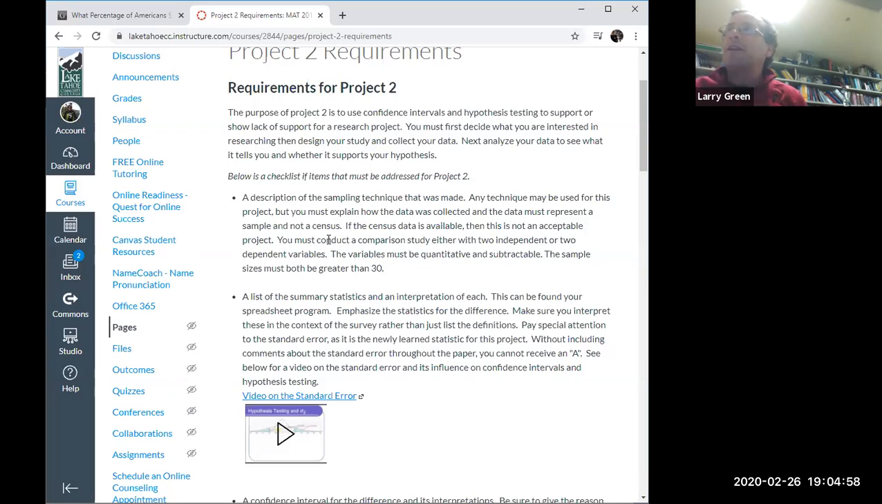You should talk about all of this stuff in terms of maybe your means and stuff like that, but that's a small part of the project. The emphasis of the project is a hypothesis test and the confidence interval.